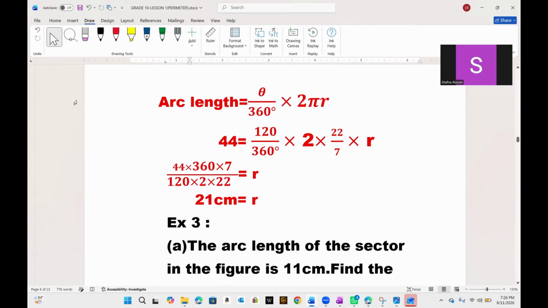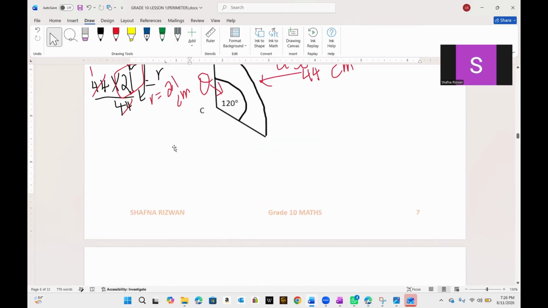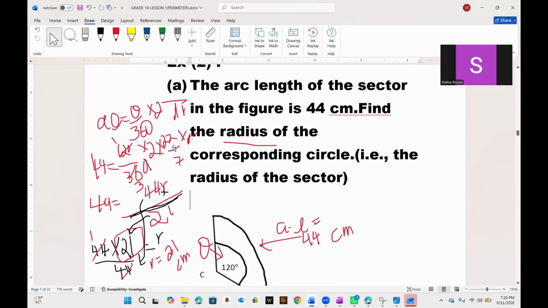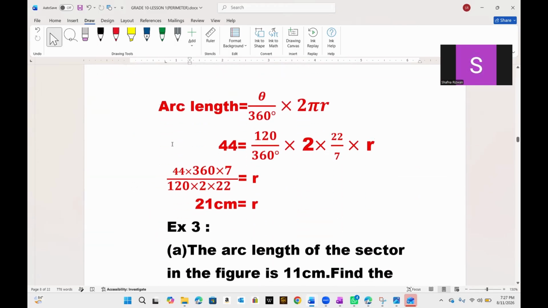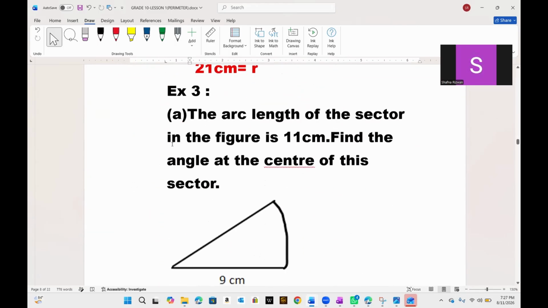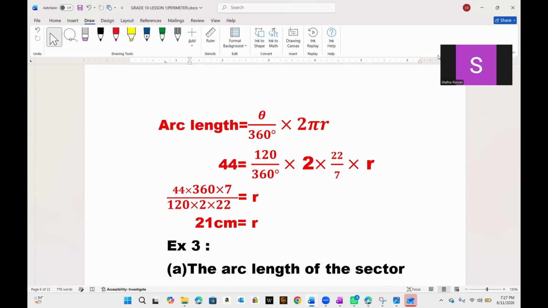See here, properly it's written: 21 centimeter. If you want this, you can see this. If you want the top part, see the top part. I'll give time.